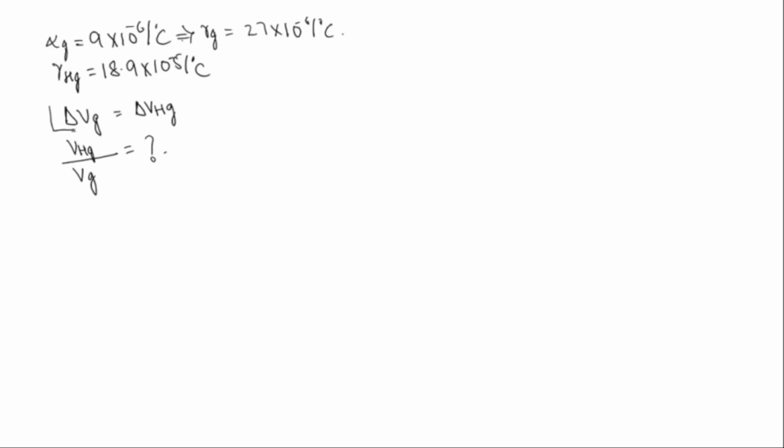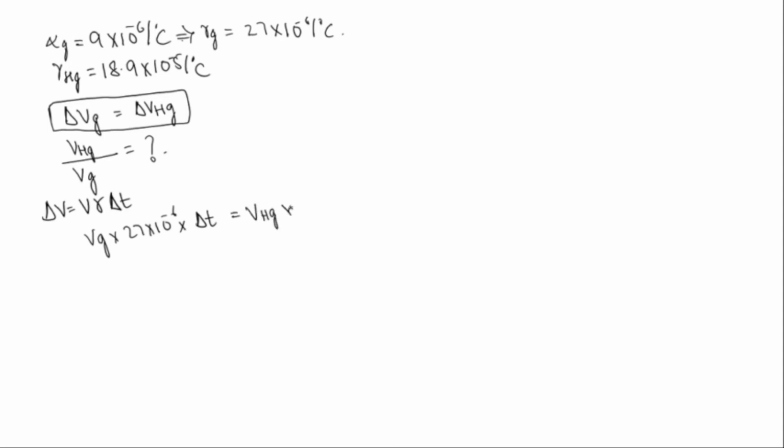So first we can use this equation, that is delta V of glass is equal to delta V of mercury. We know delta V is equal to V gamma delta T. So for the glass, we'll take Vg into gamma of glass, 27 into 10 to the power of minus 6, into delta T. For both of them the change in temperature will be the same. This is equal to the volume of mercury, V of Hg, into gamma of mercury, 18.9 into 10 to the power of minus 5, into delta T. Delta T will get cancelled for both of them.